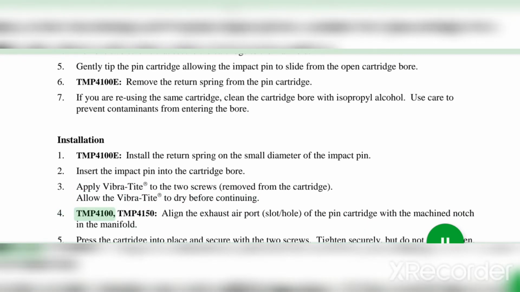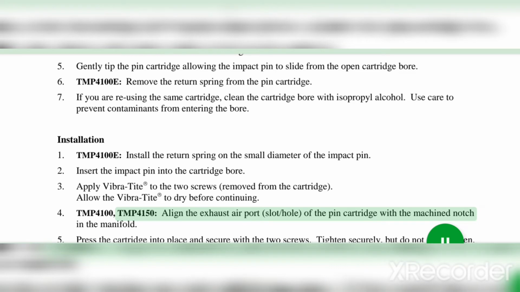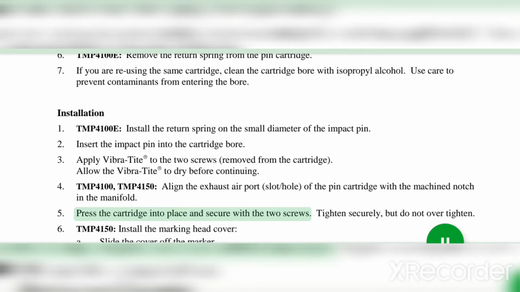4. TMP 4100, TMP 4150. Align the exhaust air port, slot/hole, of the pin cartridge with the machine notch in the manifold. 5. Press the cartridge into place and secure with the 2 screws. Tighten securely, but do not over-tighten.